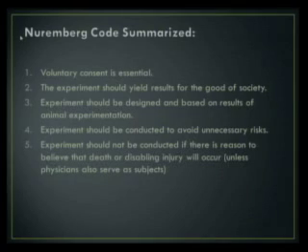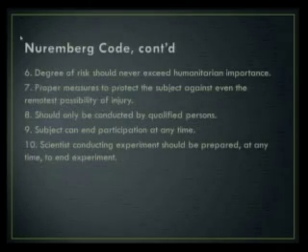So here's the Nuremberg Code summarized. And it's written in its entirety in one of the references that I'll give you at the end of the lecture. First of all, it said voluntary consent is essential. The experiment should yield results for the good of society. You can see them there. Here's the next 5. All looks pretty good, doesn't it?